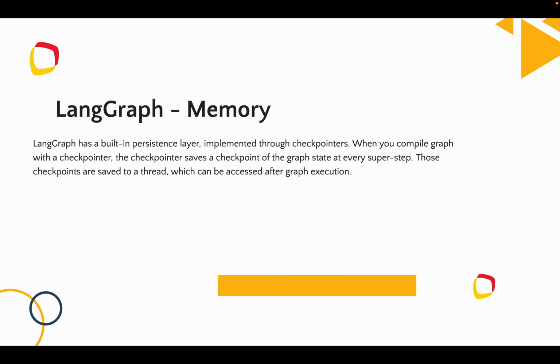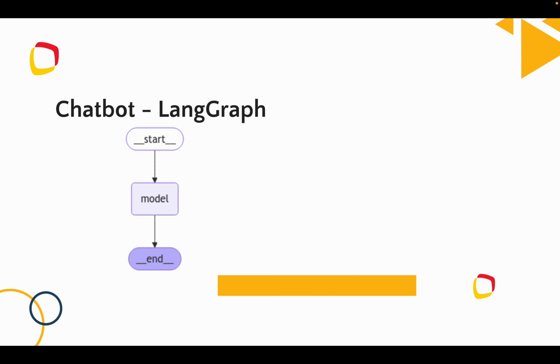So this is the LangGraph memory. It's a persistent memory. We can use maybe SQLite or MySQL in the backend to save all the conversations. Now this is the chatbot that we are going to create with respect to LangGraph. We will have a start point here, we will have a model, and we will have an end state here.